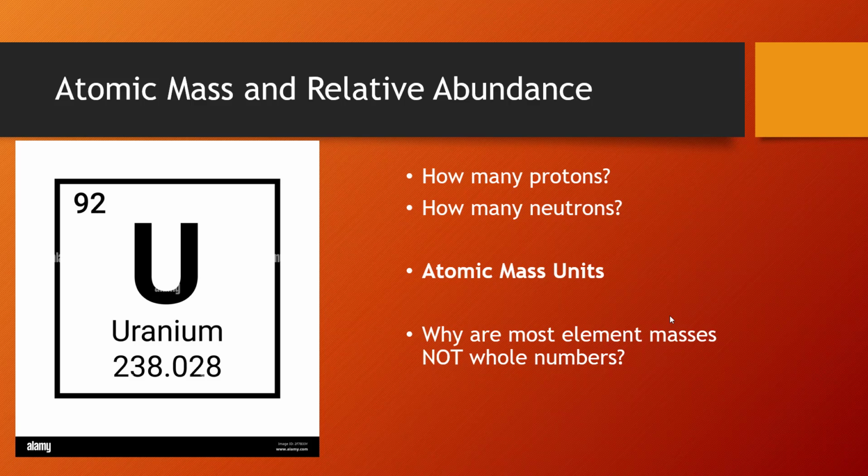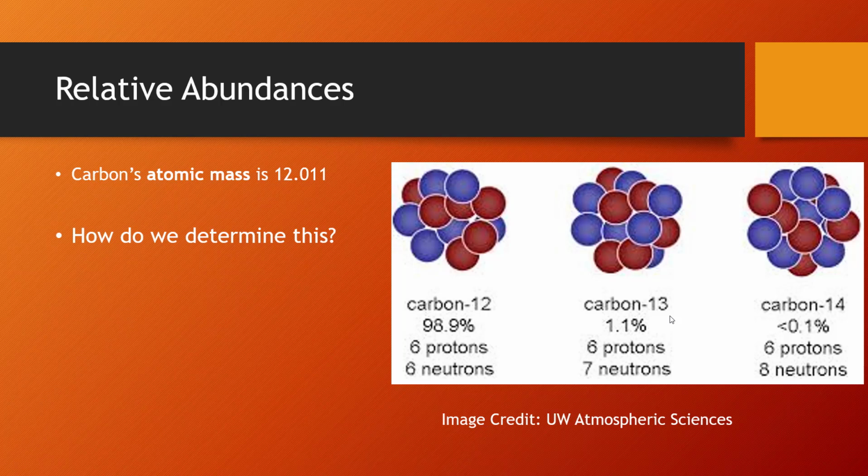Most element masses are not going to be whole numbers. They're actually going to be different than a whole number. And as you see here, of course, as I mentioned earlier, the number of neutrons is definitely not equal to the number of protons here in this uranium-238. Carbon's atomic mass is 12.011. How we determine this is by weighing the individual isotopes and calculating how many isotopes of each type are going to be present. This is going to be the relative abundance. We'll get to that in the next slide.